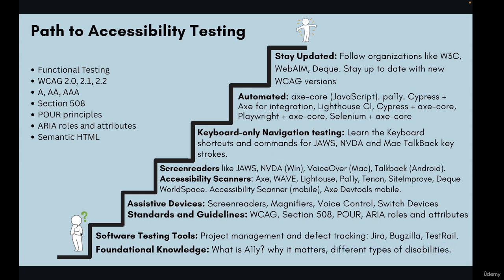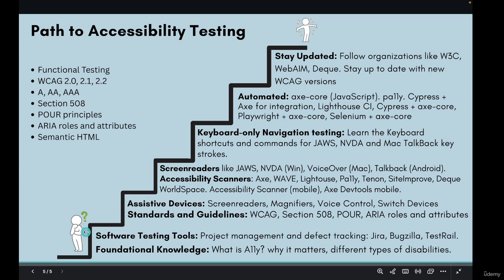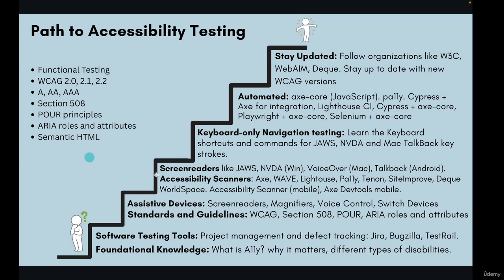You have to be familiar with your software testing tools. Again, Jira, Bugzilla, TestRail, because these are common for all types of testing. That's where you'll be putting your defects. Standards and guidelines, again, these are over here in the bullets. Assistive devices like screen readers, magnifiers, voice control, switch devices. There is some hardware that sometimes you need to test.